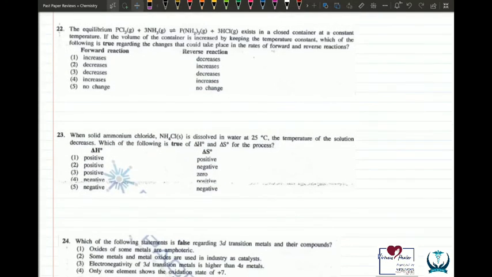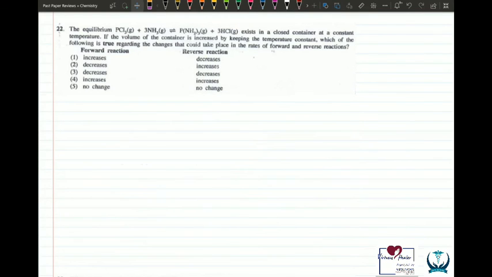Question number 22. The equilibrium PCl3 plus 3 ammonia giving P(NH2)3 plus 3HCl exists in a closed container at a constant temperature. If the volume of the container is increased by keeping the temperature constant, which of the following is true regarding the changes that could take place in the rates of forward and reverse reactions?